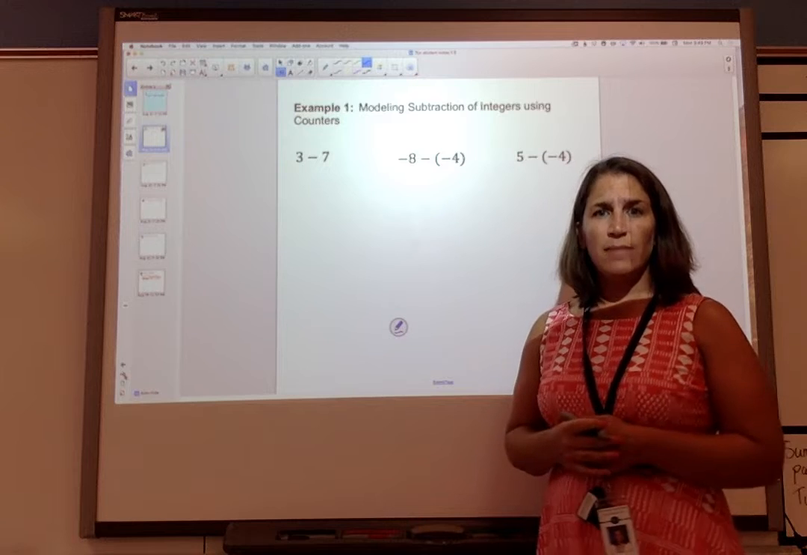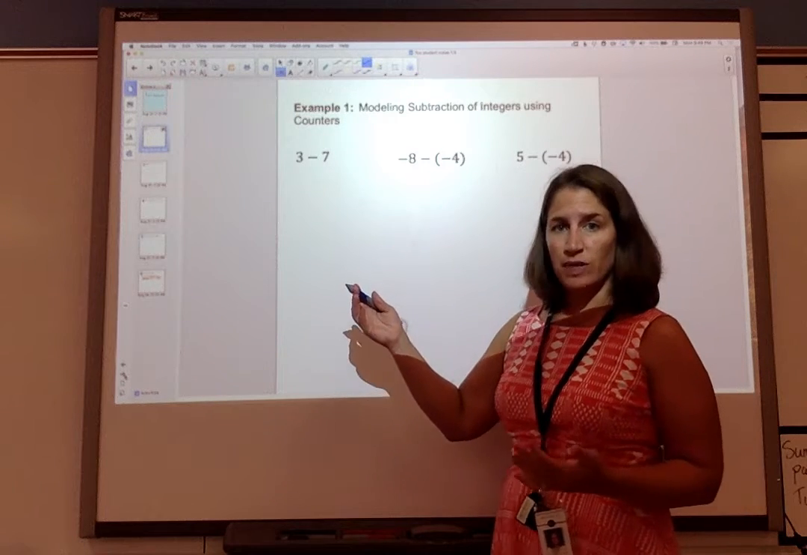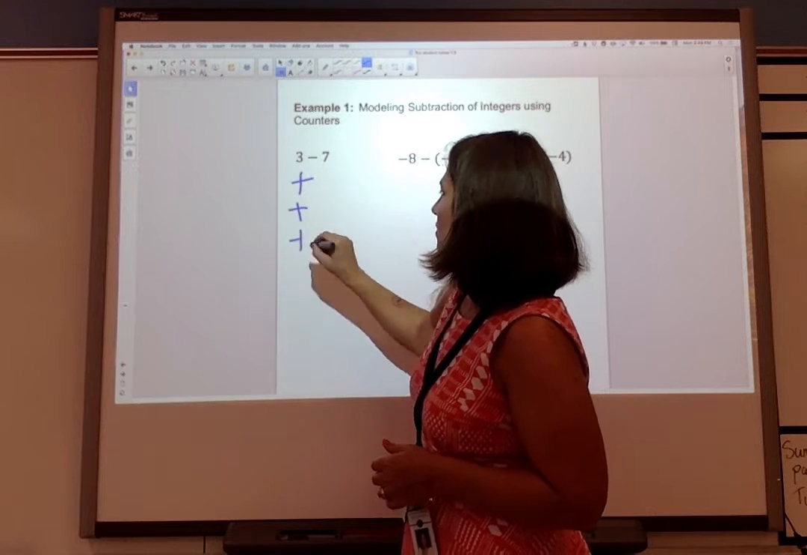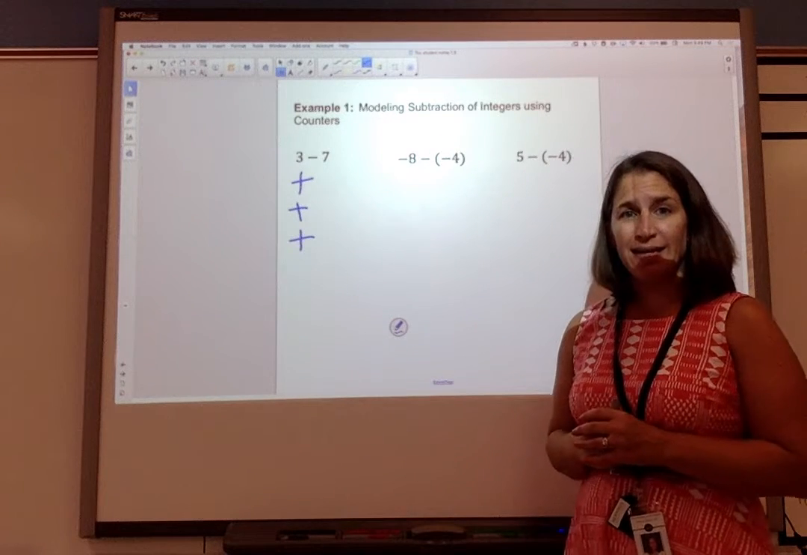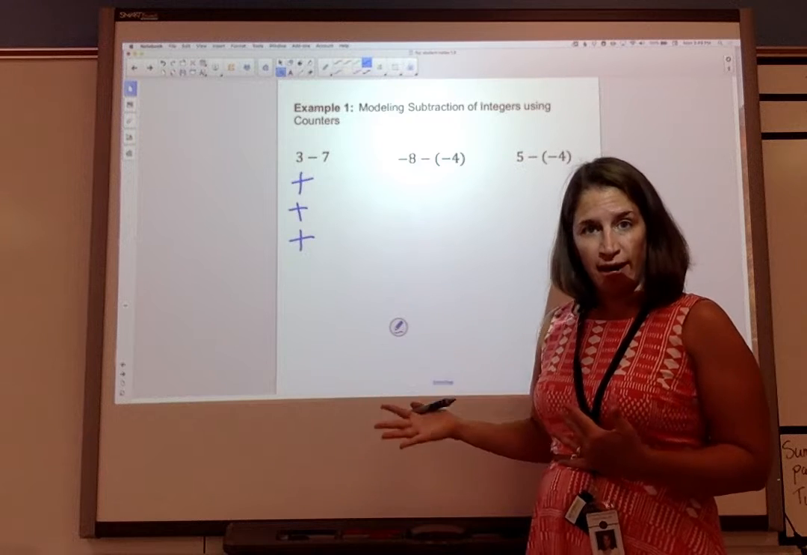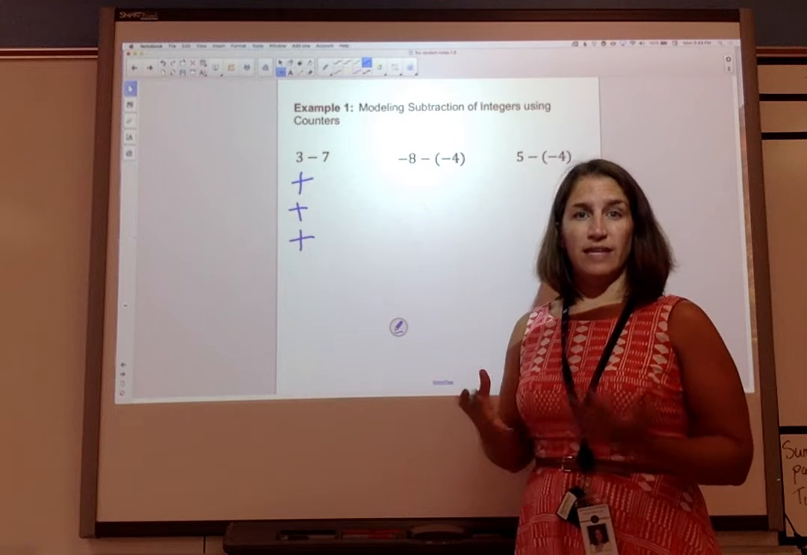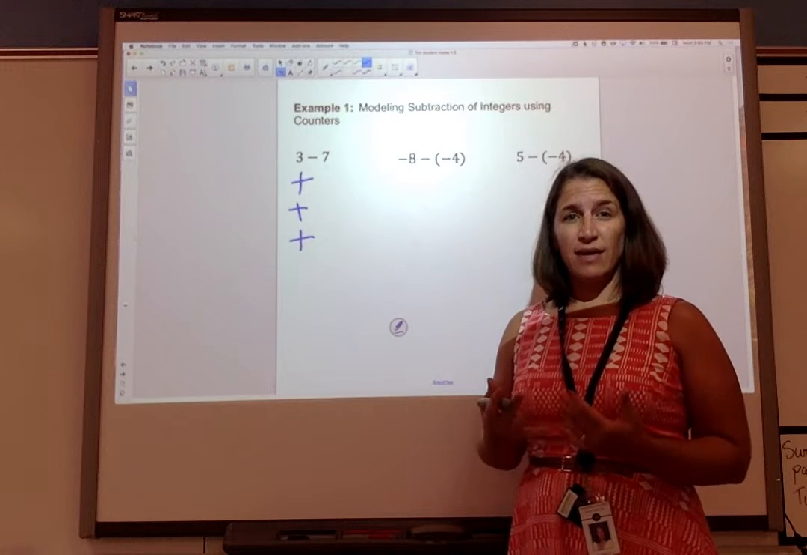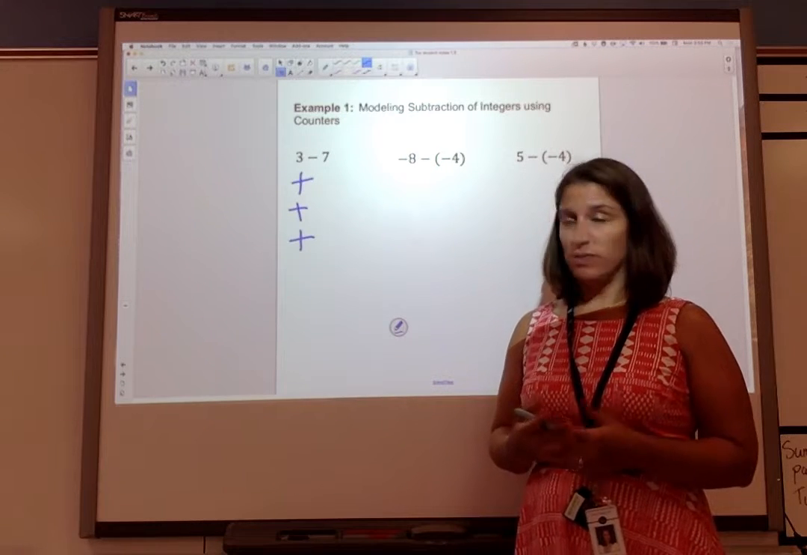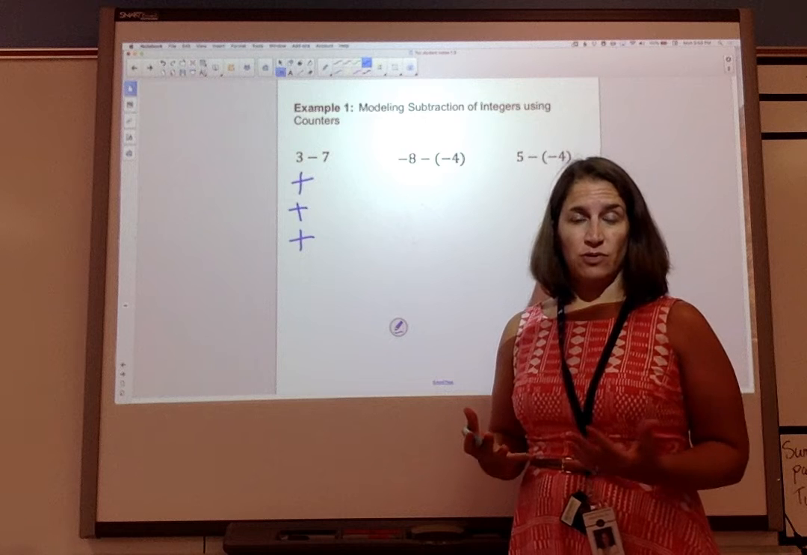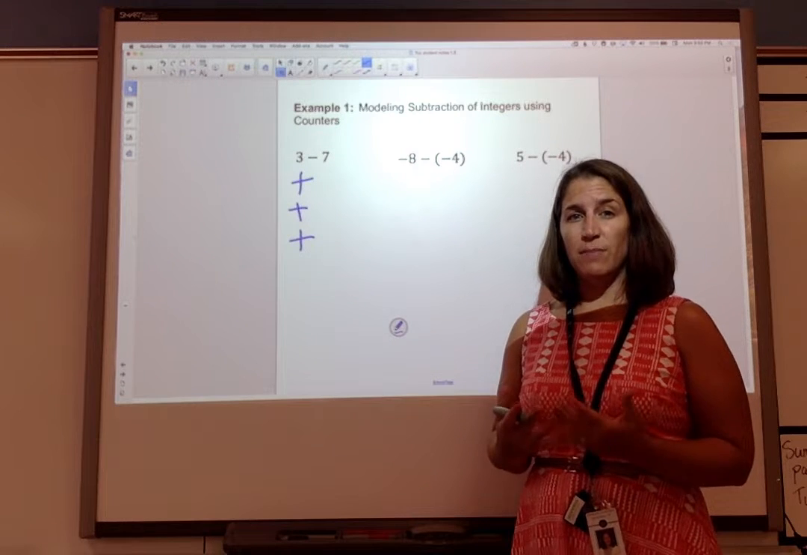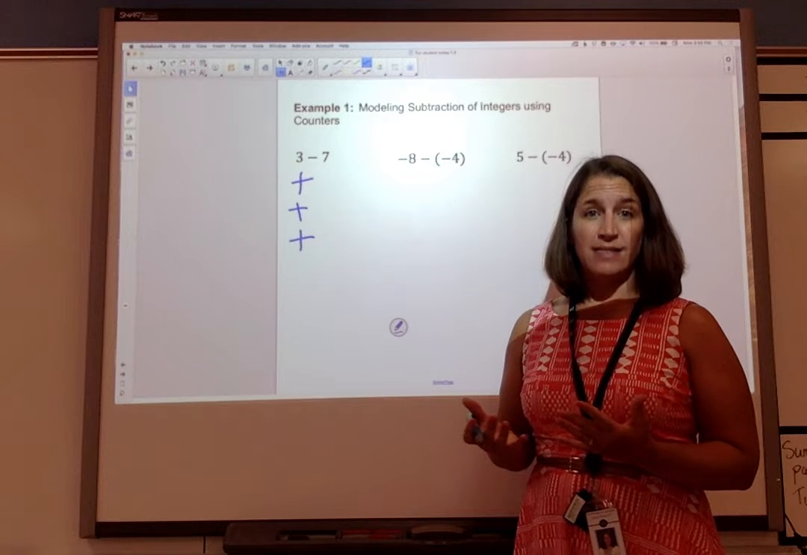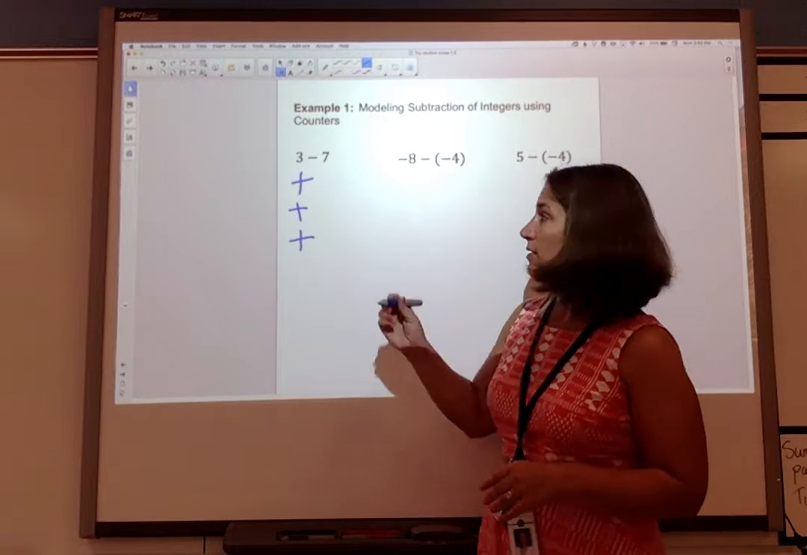So when I do 3 minus 7, I'm going to start with 3 positive counters. Now when we were adding negative 7, I would just add 7 negative counters and cancel out the 0 pairs. With subtraction, I'm actually taking away 7 counters. I don't have 7 counters to take away. I need to take away 7 positive counters, and I only have 3. So I need to add some 0 pairs in order to do that.